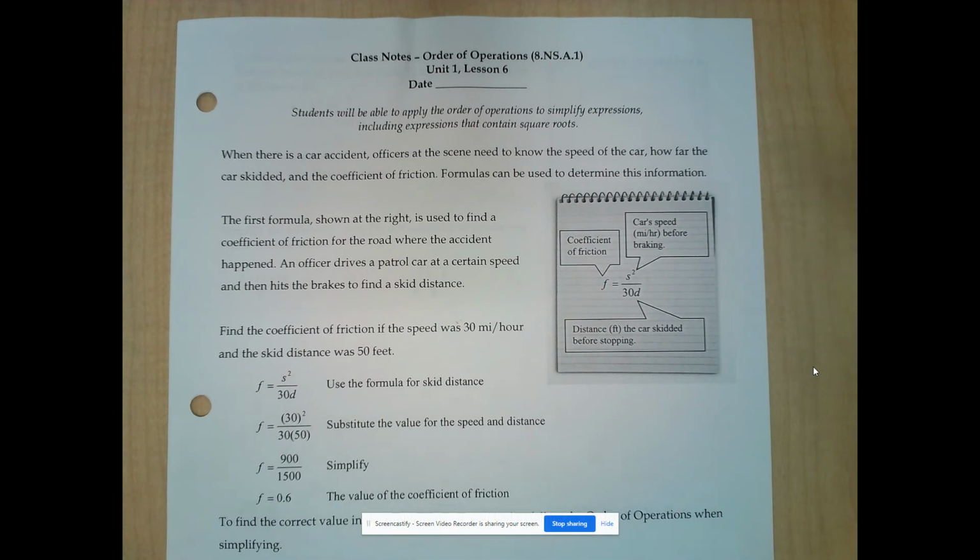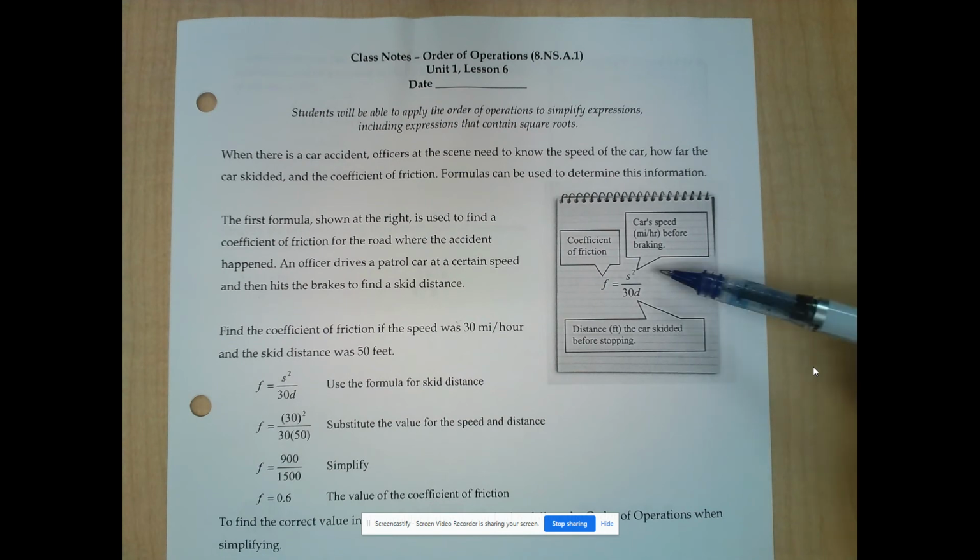The first formula shown at the right is used to find a coefficient of friction for the road where the accident happened. That basically means how slippery was the road. An officer will drive their patrol car at a certain speed and then hit the brakes to find the skid distance. Find the coefficient of friction if the speed was 30 miles an hour and the skid was 50.